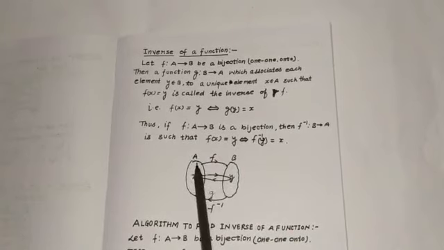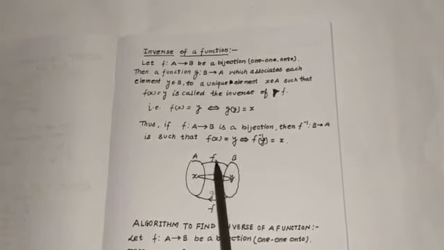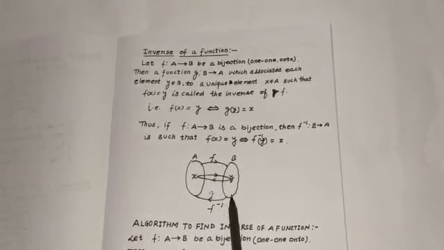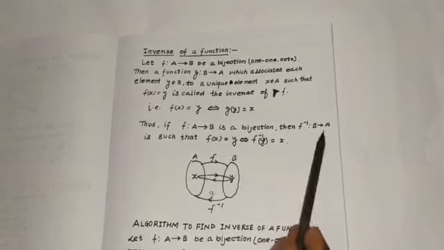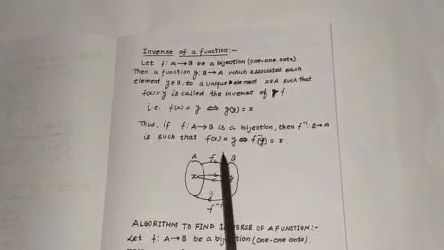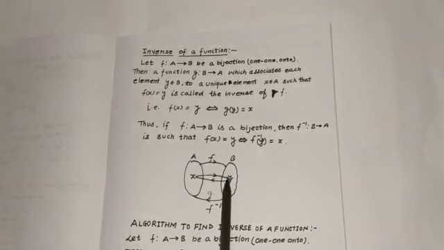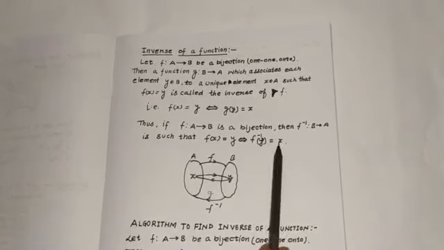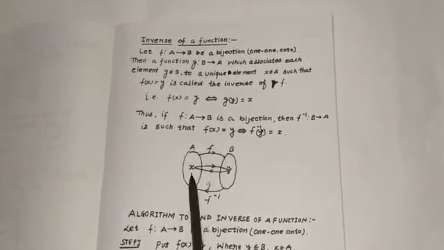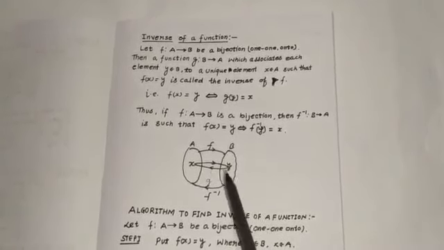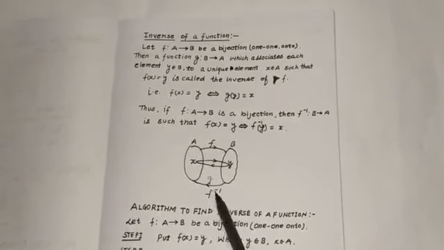This is the domain set and codomain set for the function f, and for the function f inverse this will be the domain set and this will be the codomain set. So f inverse maps from B to A, such that if f(x) equals y, then f inverse(y) equals x, because y is inversely associated to x. This is the inverse function.